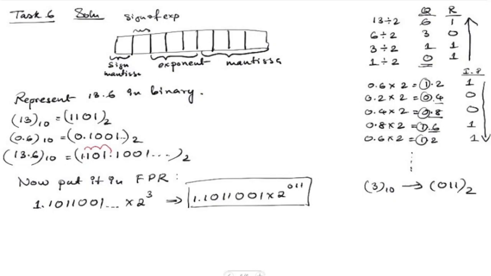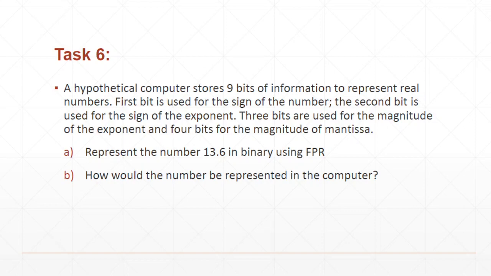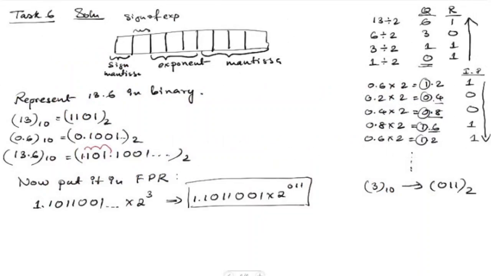Now for the second part of the question, which asks how the number would be represented in the computer. Let's work on that part now. The computer representation of the number would be as we wrote at the top here. We have the first bit for the sign of the mantissa. The sign of the mantissa here is positive, so we make it 0. Then the sign of the exponent, which is 3, is positive, so we write it as 0. And then the exponent itself is 011, so we'll write that down here.